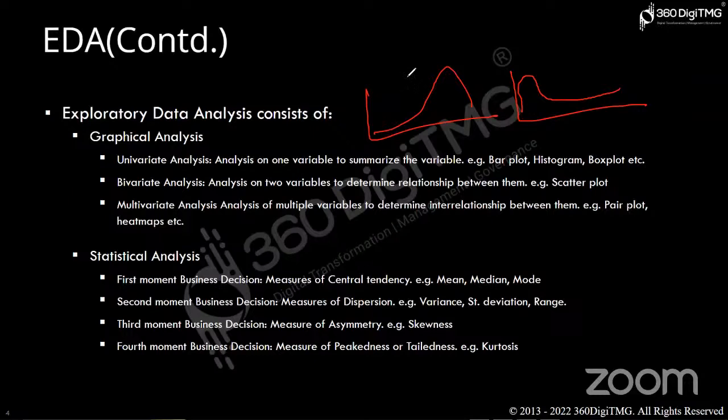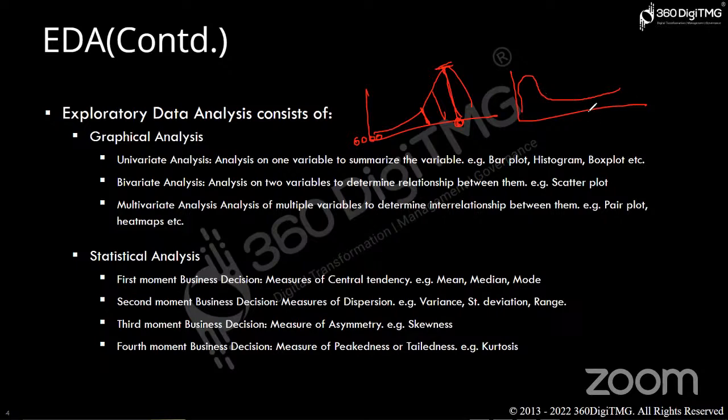Some things to notice here: if you are having a long tail here, that means outliers are present here. And also the mean is always attracted towards the outliers. So the mean will be here, followed by the median, then the mode. The mode will always be the highest point. So this value is the mode. It will always be the highest point.